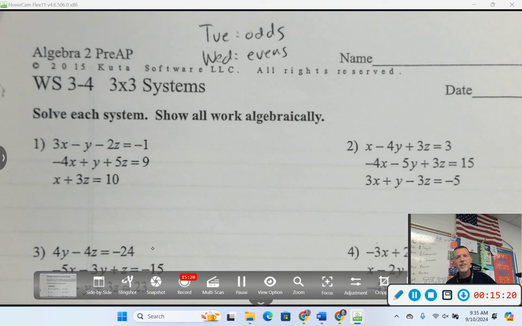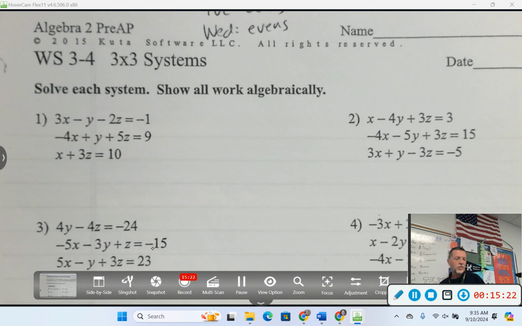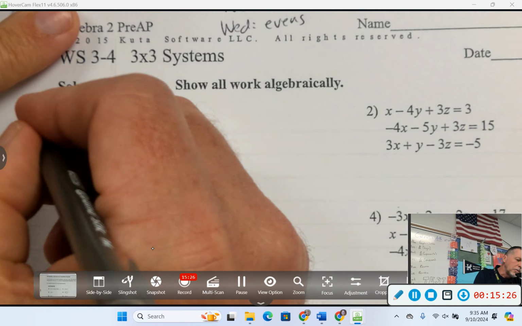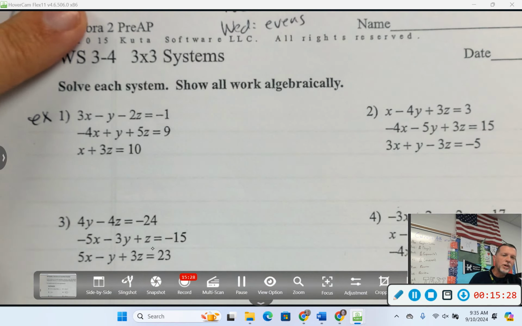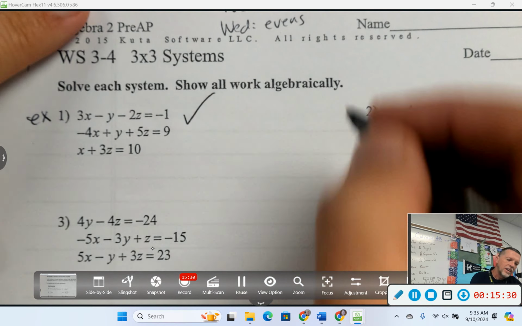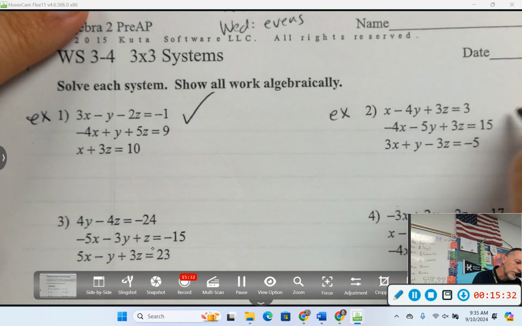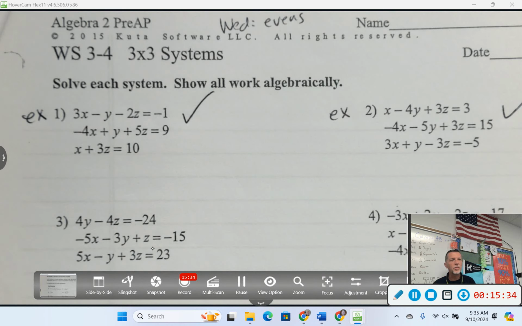Now, there's good news, more good news. You only have to do half of them today and half of them tomorrow. Number 1 was example 1, so you've already done number 1. And number 2 was example 2, so you've already done number 2. So you don't need to redo those or copy the work over. We did those together. Just put a check mark on those, and we're done.